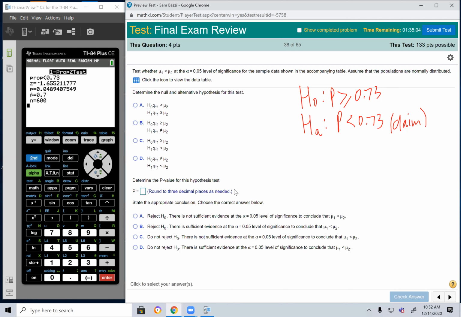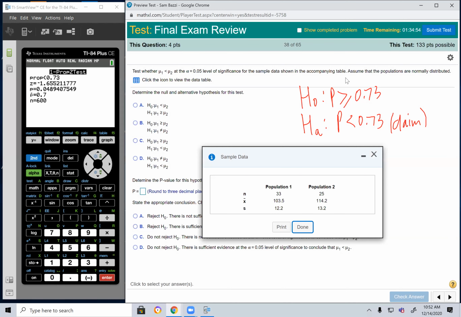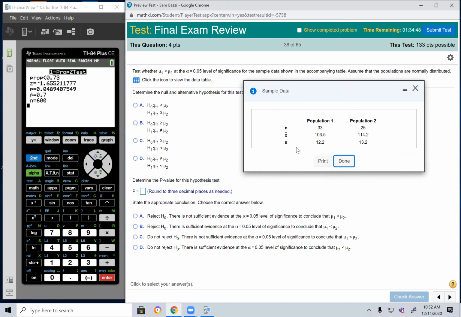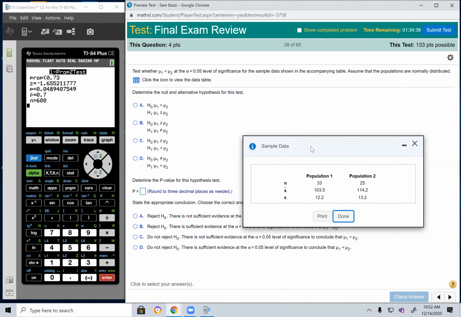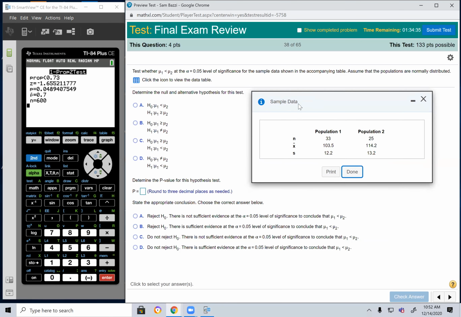Okay. Test whether mu1 less than mu2 at alpha equals 0.05 level of significance for the sample data shown in the accompanying table. So here's the table, guys. Do you notice he put s here? Once he put s, then it is a t-test, 2-sample t-test. Now we're talking 2 samples, so we're in chapter 8. Okay, determine the null and the alternative hypothesis. So mu1 is less than mu2. Where do I find this one? In C. Okay, let's run the test.